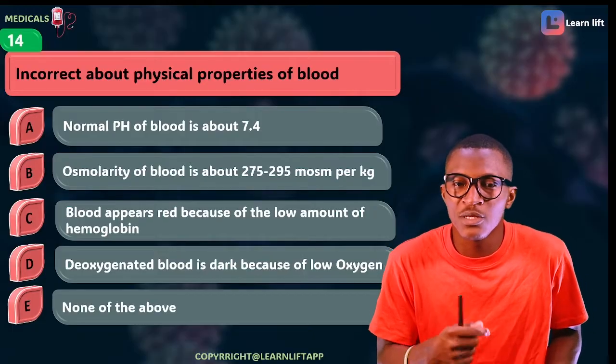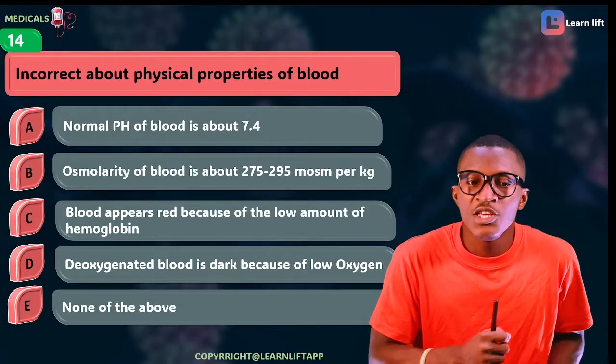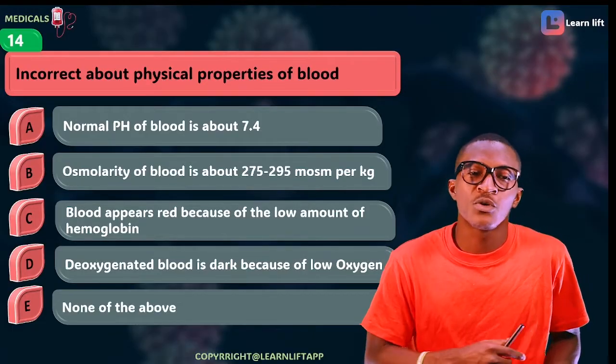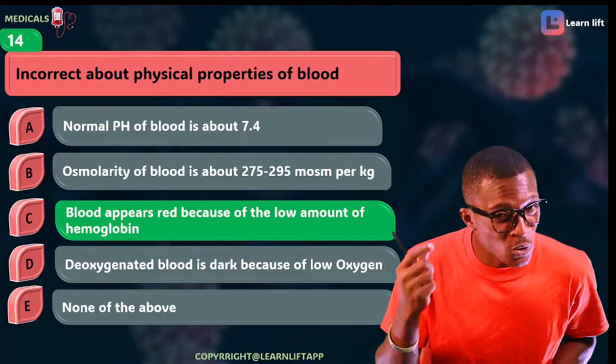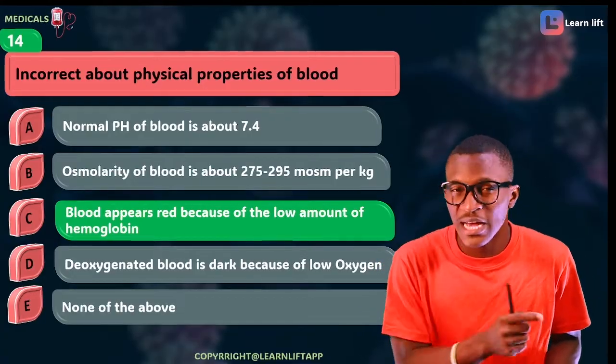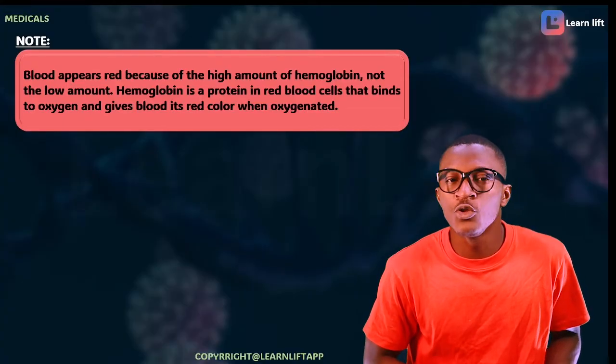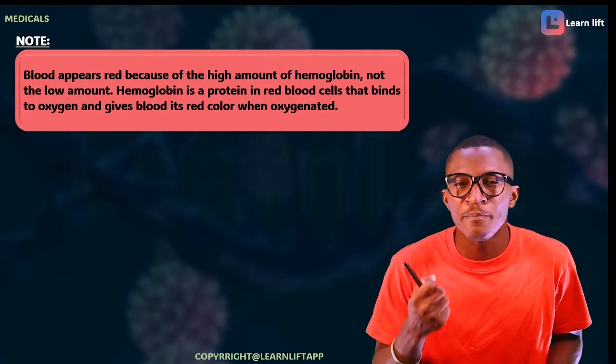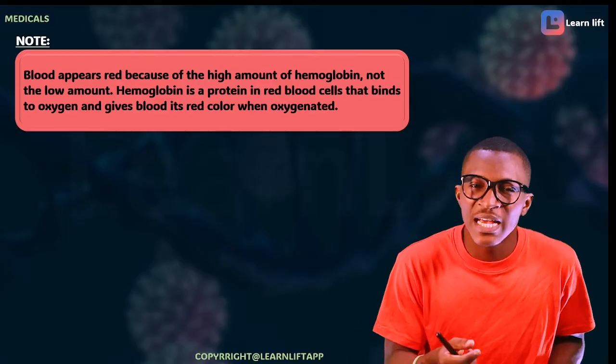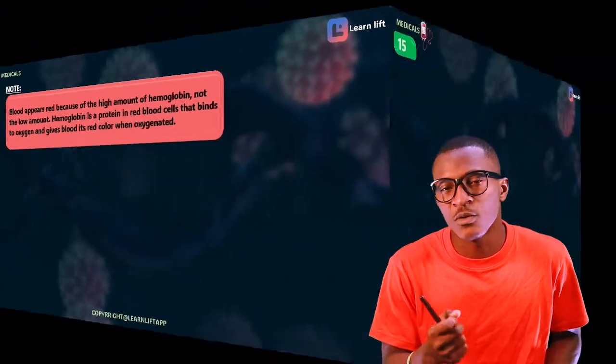D said deoxygenated blood is dark because of low oxygen. Yes. So none of the above? No, the answer becomes what? Option C. I hope you understand, but I hope you chose your answer before that. Blood appears red because of high amount of hemoglobin, not low amount. Hemoglobin is the protein in blood that binds with oxygen and that gives it that red blood color.